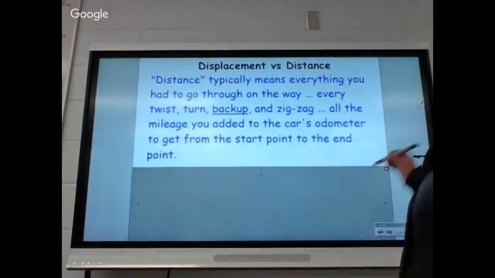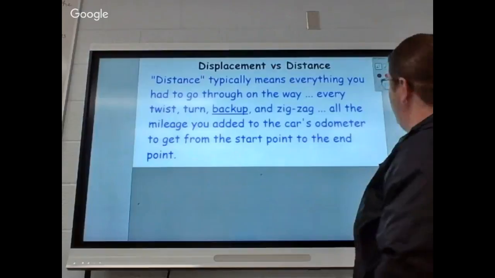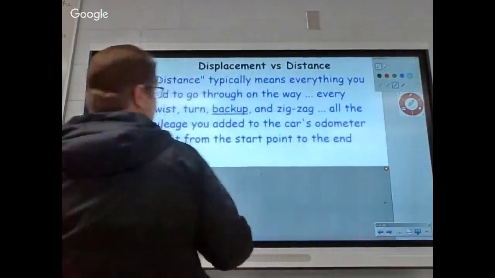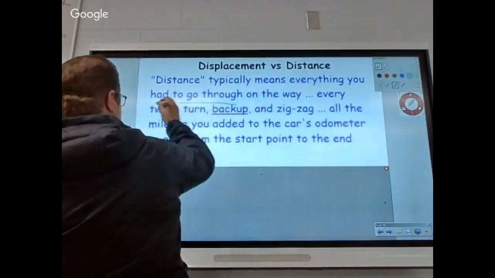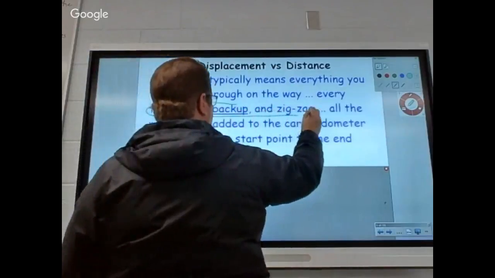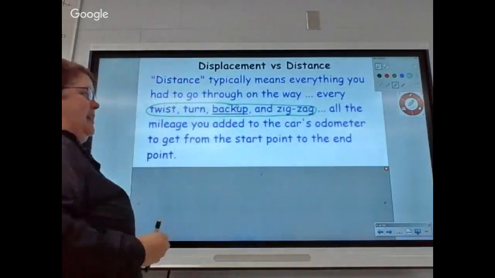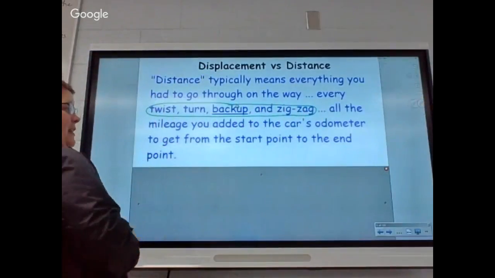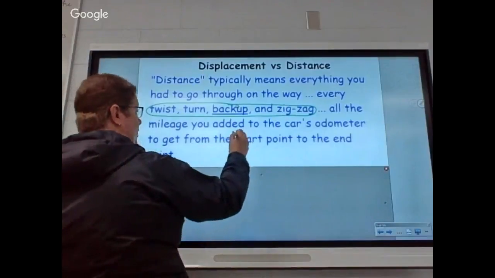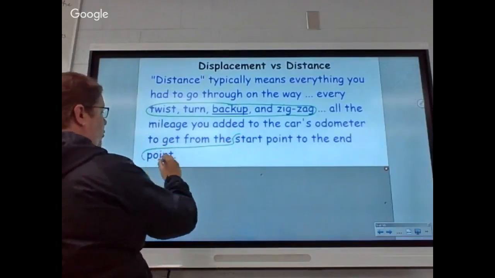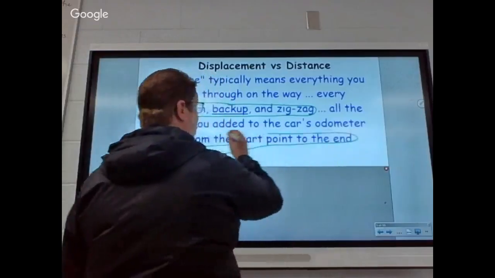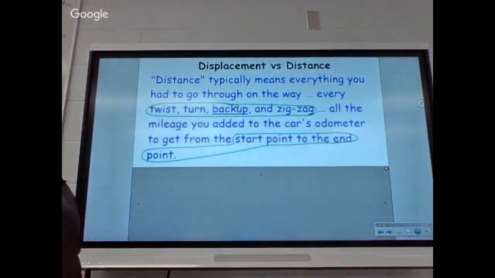All right, we underlined parts of this yesterday. What parts do we underline? Okay, it's all the twists, turns, backups, and zigzags. So you have to have everything from the starting point to the what? To the ending point. Those are the parts that we wrote down. I told you to get rid of all the other parts, right?